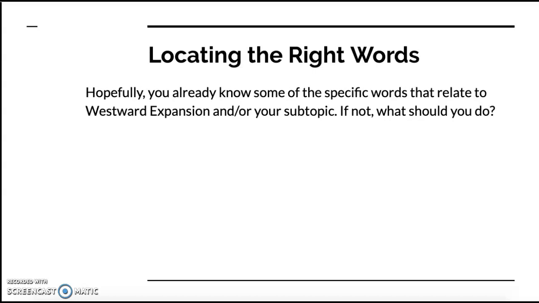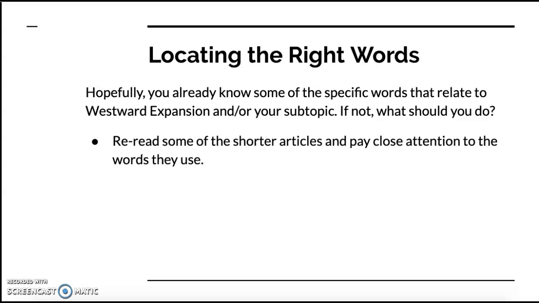Okay, so before we can put on this lens of finding precise words, we have to find them. Where can we find them? Well, hopefully you already know some of the specific words that relate to westward expansion or your subtopic, and maybe you just haven't started using them yet. But if you don't know some of the words I'm talking about, what should you do? Well, it's simple. You should reread some of the shorter articles and pay close attention to the words they use.